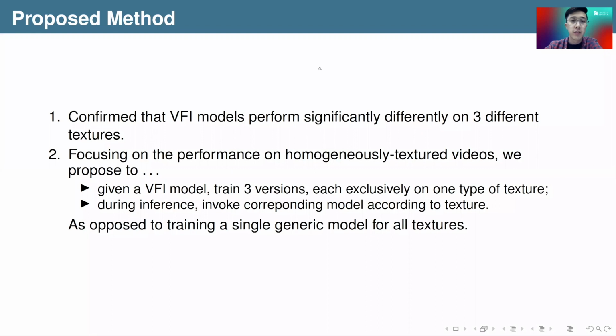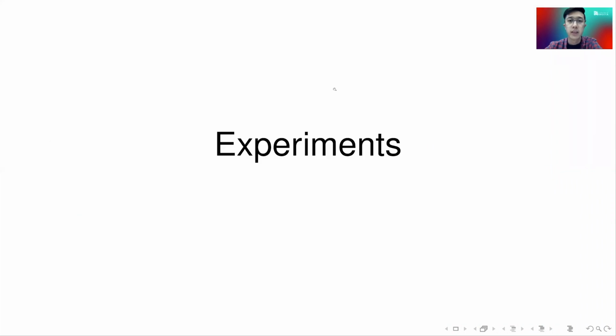Having known that VFI models perform significantly differently on the 3 types of textures, we therefore propose the following framework. So given a VFI model, we train 3 different versions of it, each version exclusively trained on one type of texture only. And during inference time, because we're focusing on the performance on homogeneously textured videos, we know the texture of the test video, so we invoke the corresponding model according to the texture. This is as opposed to training a single generic model for all texture types. Next, I will present our experimental results.